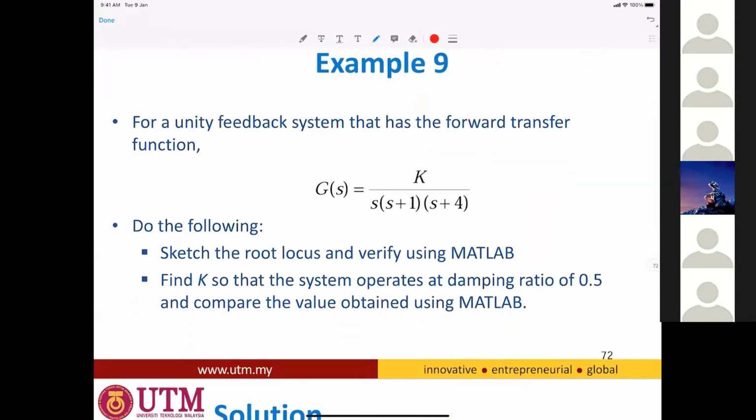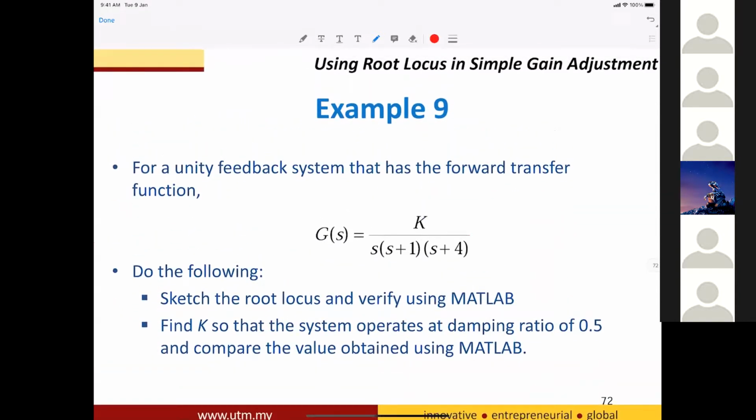So example 9, we stop here. We stop here for lunch, 12:40. I will continue this next week, inshallah.